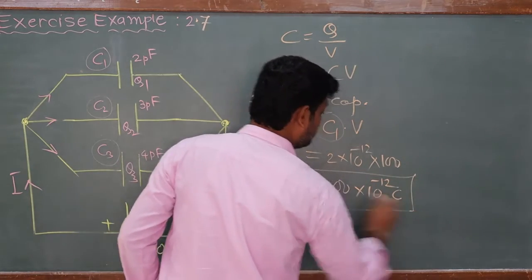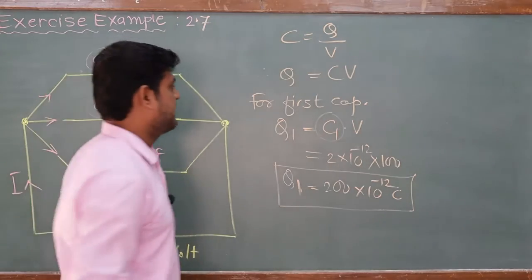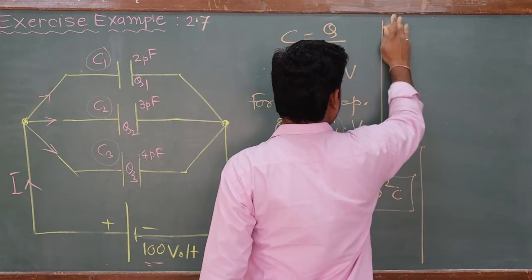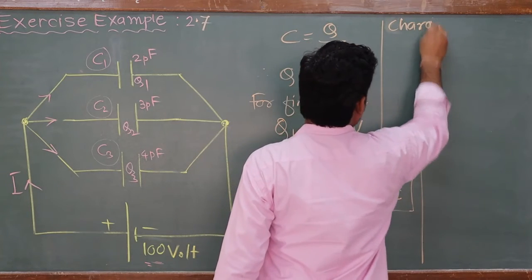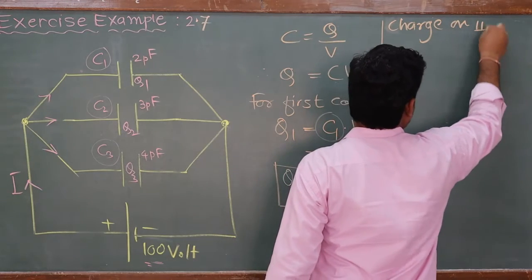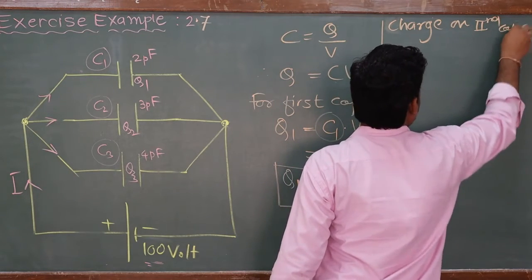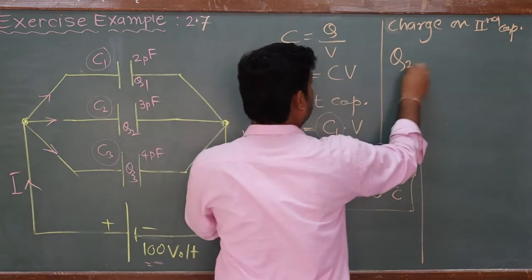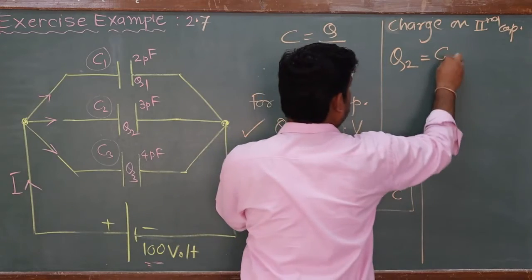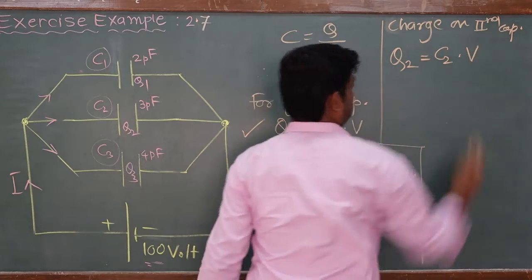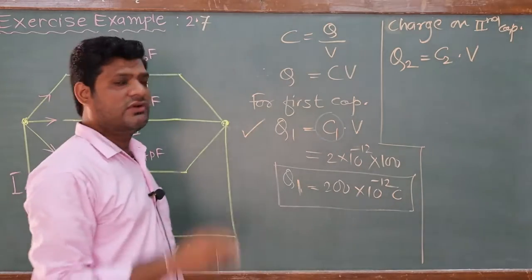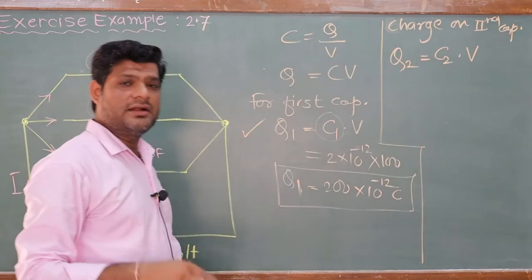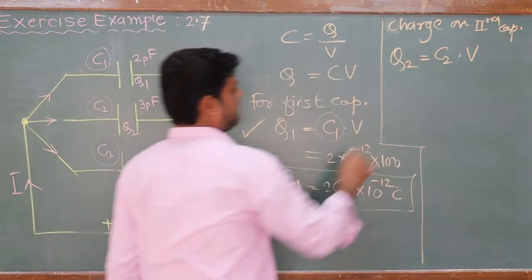So this is your charge on the first capacitor. Similarly, you can calculate the charge on the second capacitor using the same formula. Instead of Q1 we will write Q2, instead of C1 we will write C2, and V will remain as it is. Voltage will not divide.